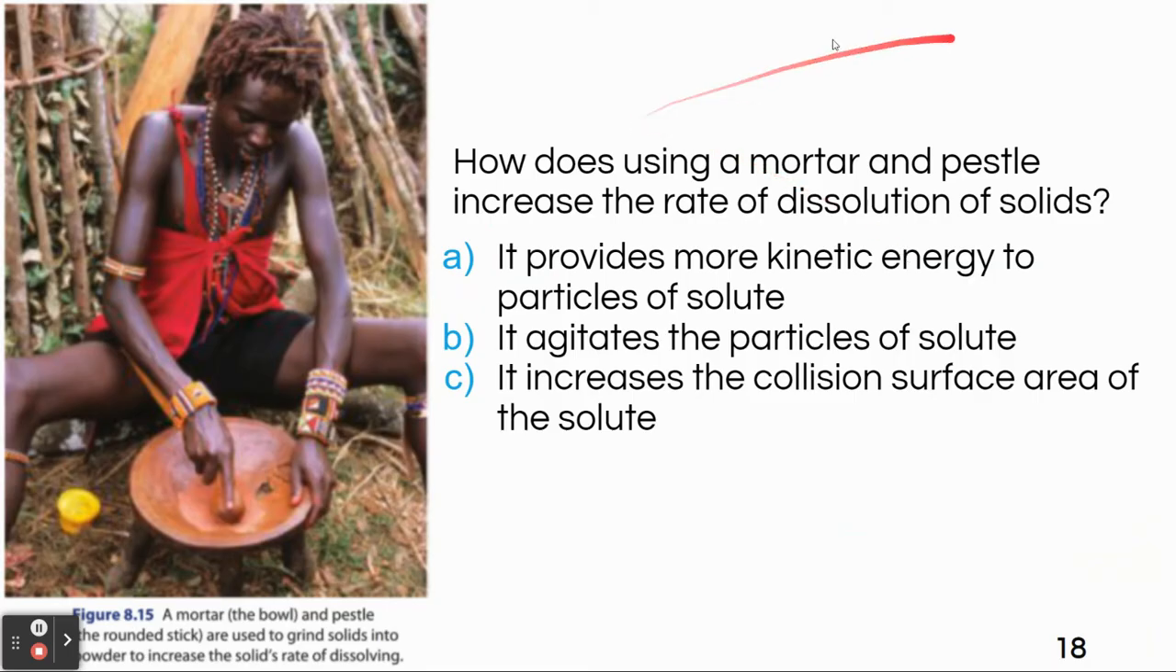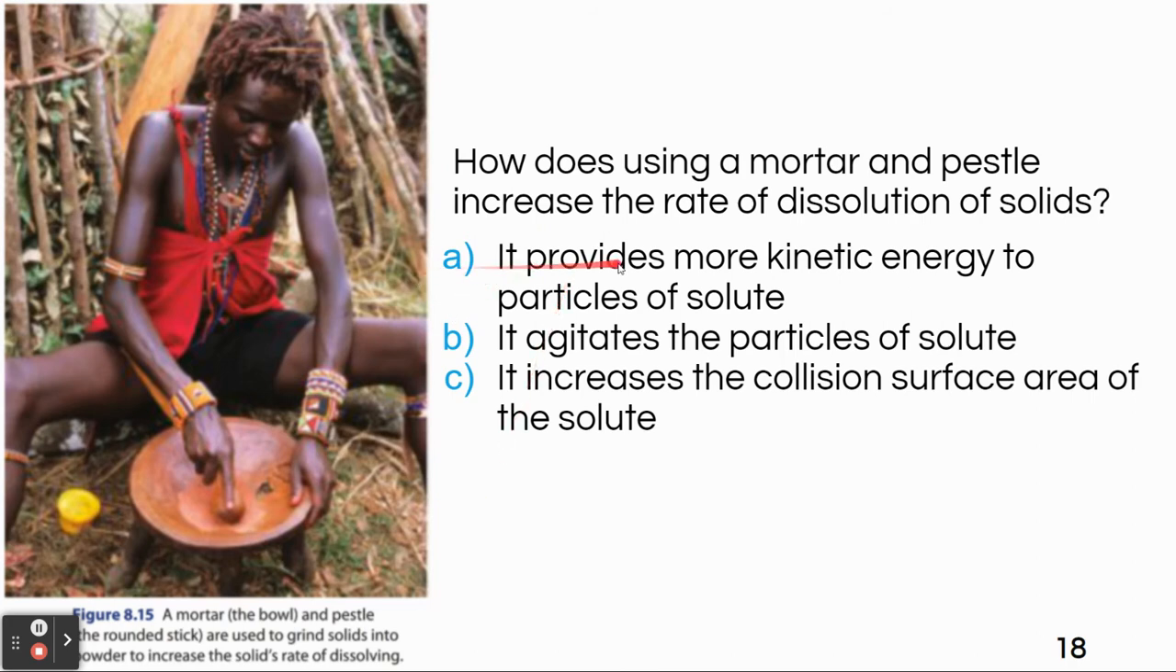So this is a great application question. You can see we have a mortar and pestle being used to increase the rate of dissolution of solids. And so we want to think about how that's happening. So in this image here, the mortar is the bowl, the pestle is this little stick over here, and we're crushing a solid up in hopes of making it dissolve faster. And so these are your choices here, and you can try to choose an option, pause the video, choose an option, and then unpause to see if you're on the right track.